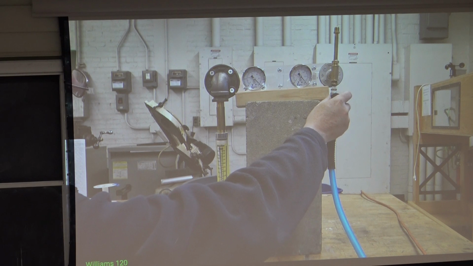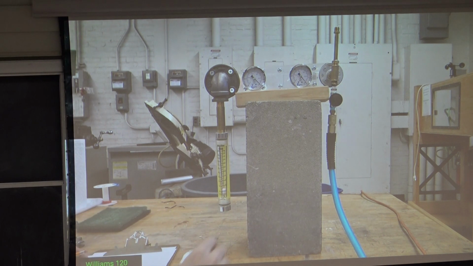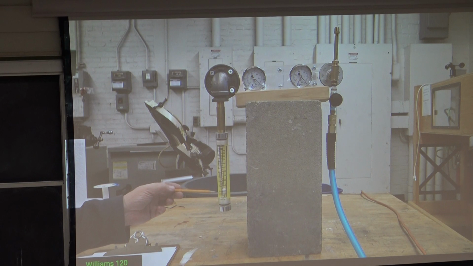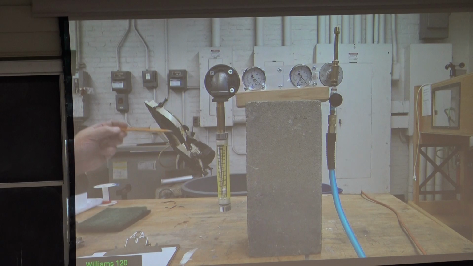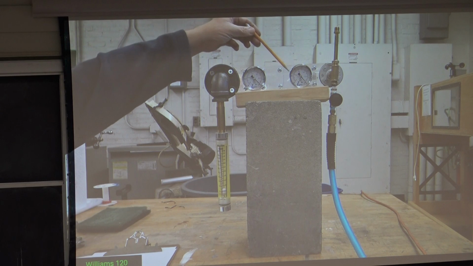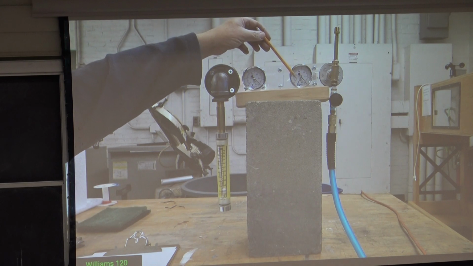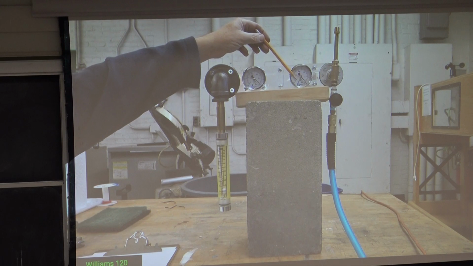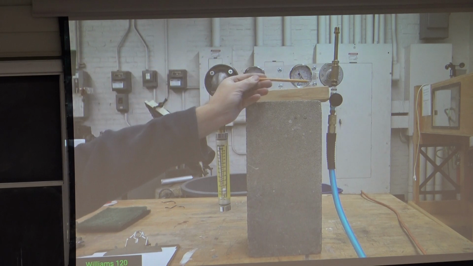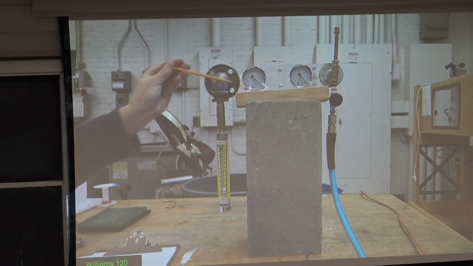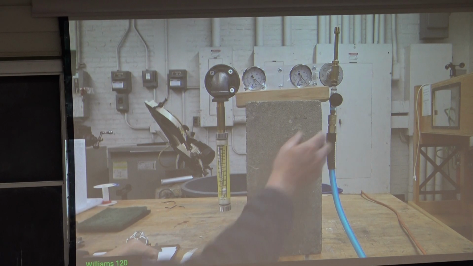I'll turn the air on. And I've got flow going through. So I'm at 0.1 on my flow meter, and I still don't even have any real vacuum forming yet on the downstream side. Everything is just flowing right through. Still at atmospheric pressure on the upstream.